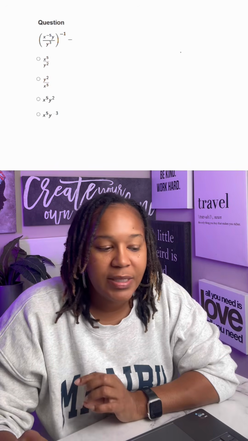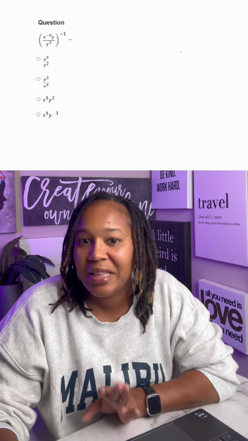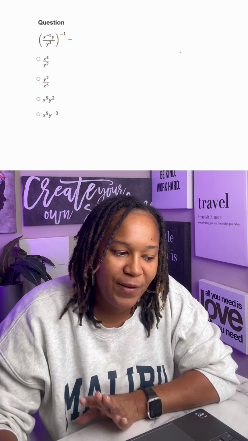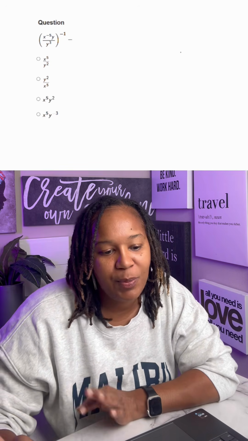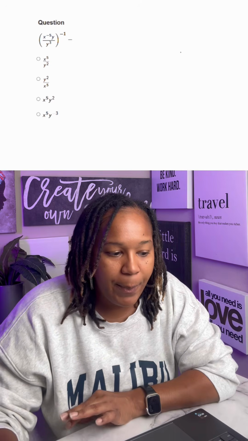In this problem, we're going to simplify this expression. It has a lot of exponents in it. It's x to the negative fifth y divided by y to the third, all that raised to the negative 1. In order to simplify it, you have to know your properties of exponents.